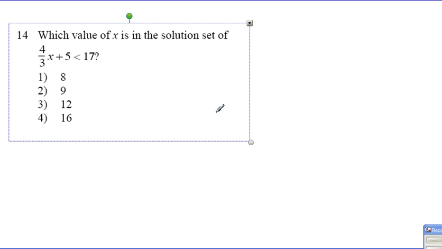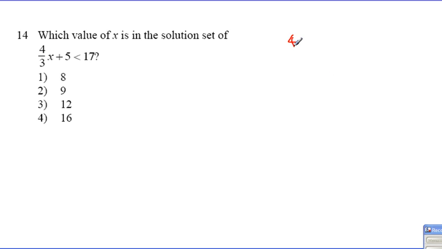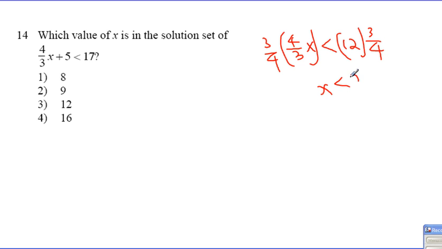Which value is the solution? Now, one way is, yes, we can try to plug each value back into this one, see what happens. Or another way would have been this. Let us subtract 5, then we get 4 over 3 x is less than 12. How can you have x by itself? So you have to multiply by its reciprocal, so 3 over 4. Then this x must be less than 9. Less than 9, not equal to 9. So therefore our final answer will be choice number 1.